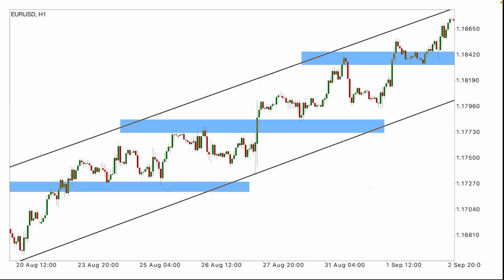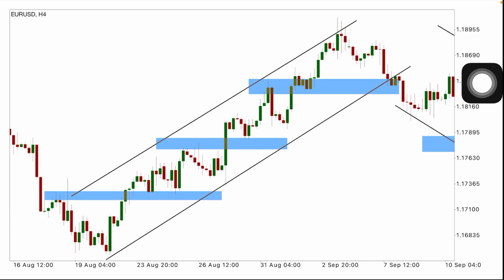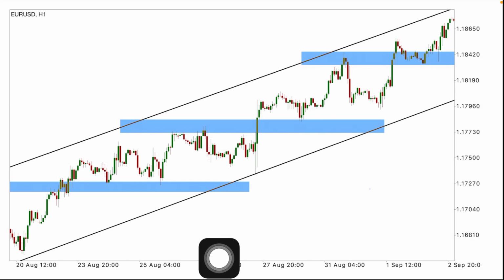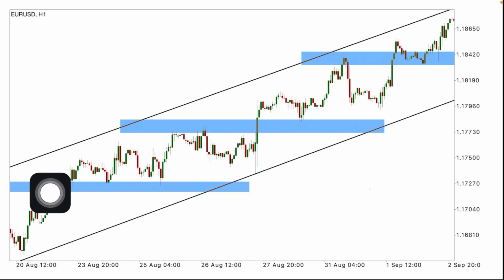Now this is a chart of Euro USD, the H1 time frame. As you can see, price was moving in a channel. This is the channel. As I said, price is moving between two opposite trend lines that are in the form of a channel. Now these are structural levels.